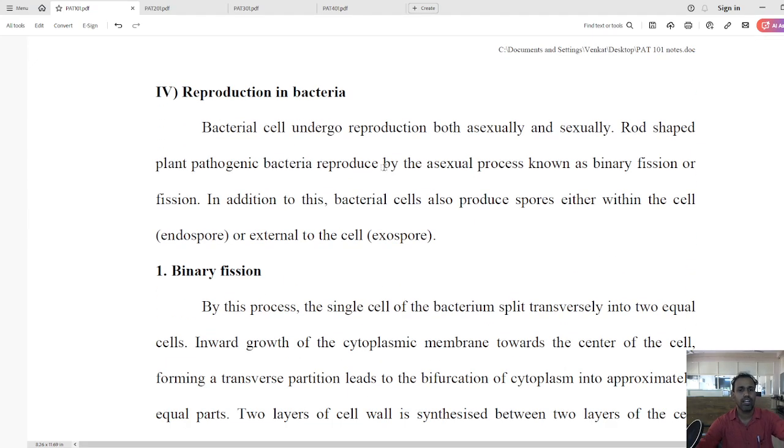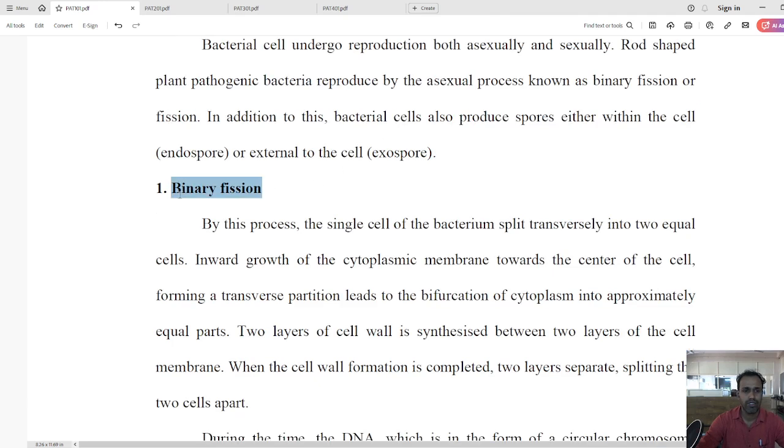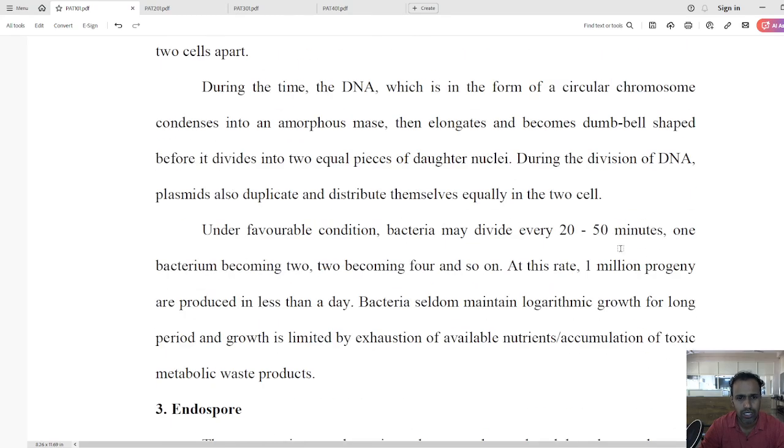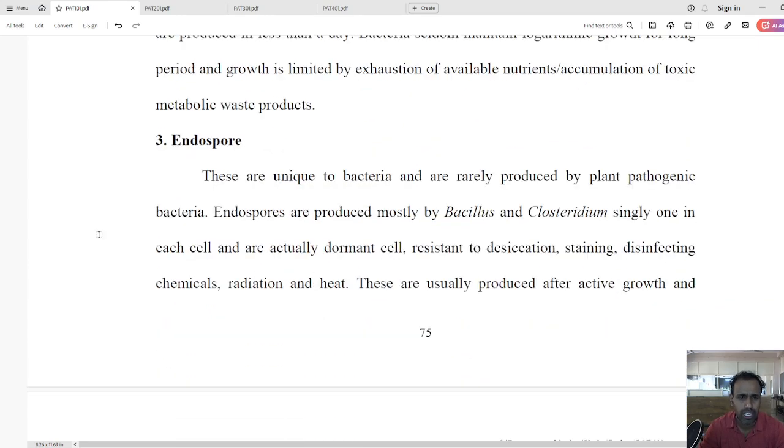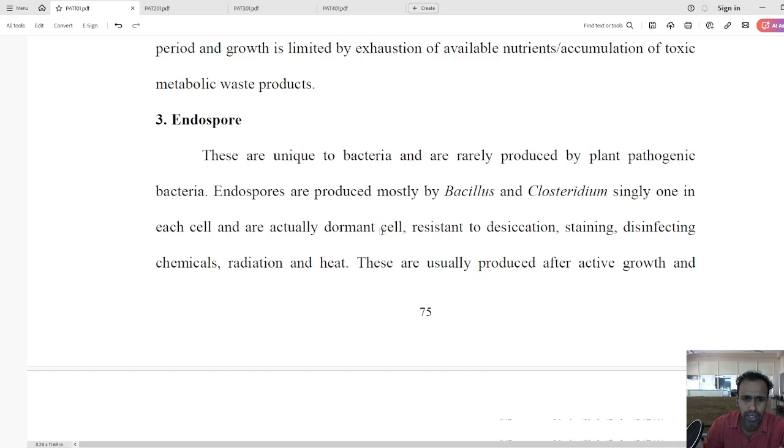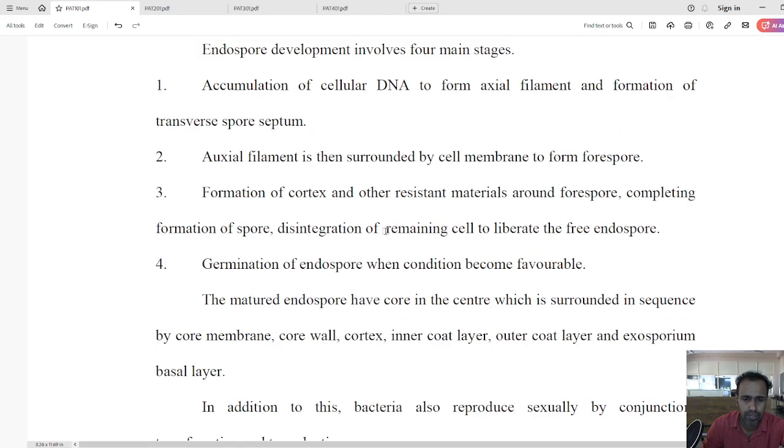Reproduction in bacteria is mainly by means of binary fission. Remember binary fission in each 20 minutes. Then under unfavorable conditions, the endospore is unique to bacteria, and it is rarely produced by plant pathogenic bacteria. Plant pathogenic bacteria with endospore production are very, very few. But still there are bacteria like Bacillus and Clostridium. Bacillus also acts as a biocontrol agent, so in those cases we have endospores inside.